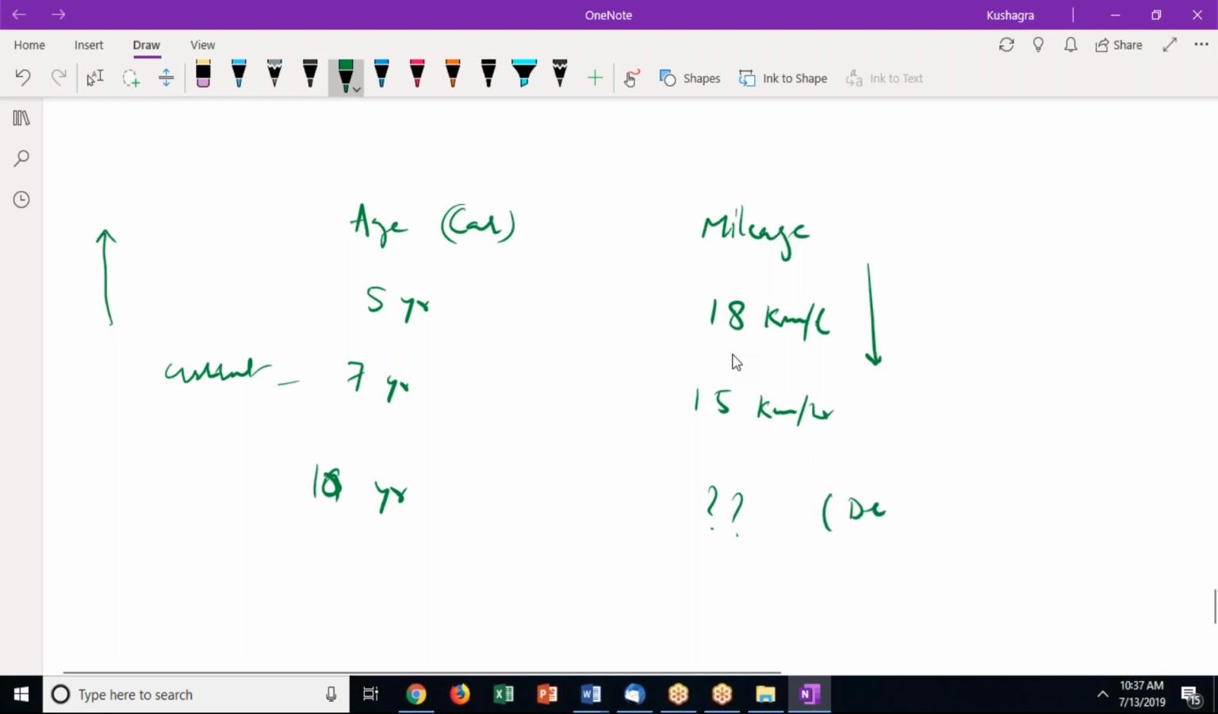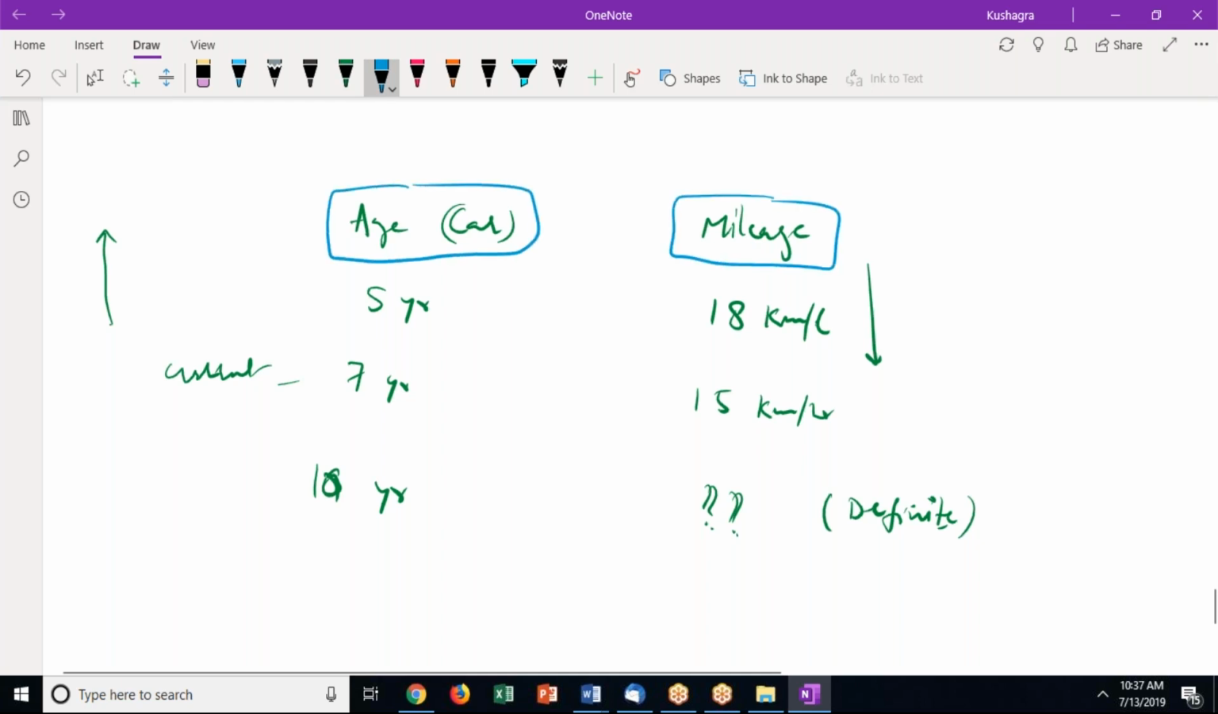Tell me, can I have a definite value for this? Think about it and answer on the chat window. Can I have a definite value for the mileage of the car when the age of the car is 10 years? If I can have a definite value, what is that value? Let everybody answer on the chat window. I've asked you to answer on the chat window.